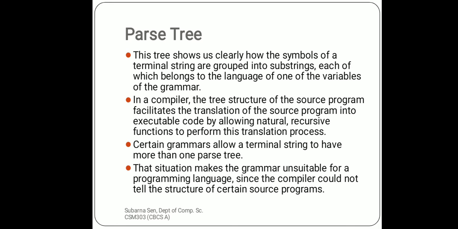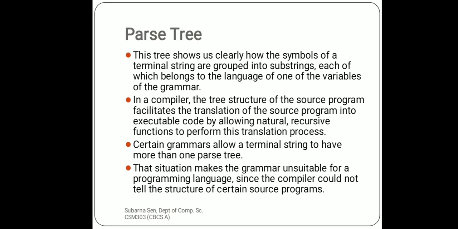Fine. Now certain grammar allows a terminal string to have more than one parse tree. This is the main benefit of parse tree. If you are able to construct more than one parse tree for a particular grammar, then you can say this grammar is ambiguous. Okay, so this parse tree is very useful in defining whether grammar is ambiguous or not.